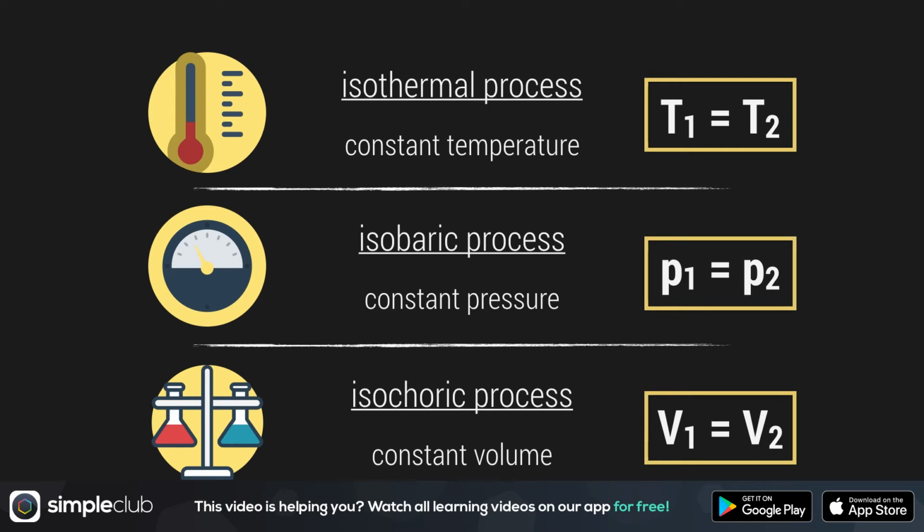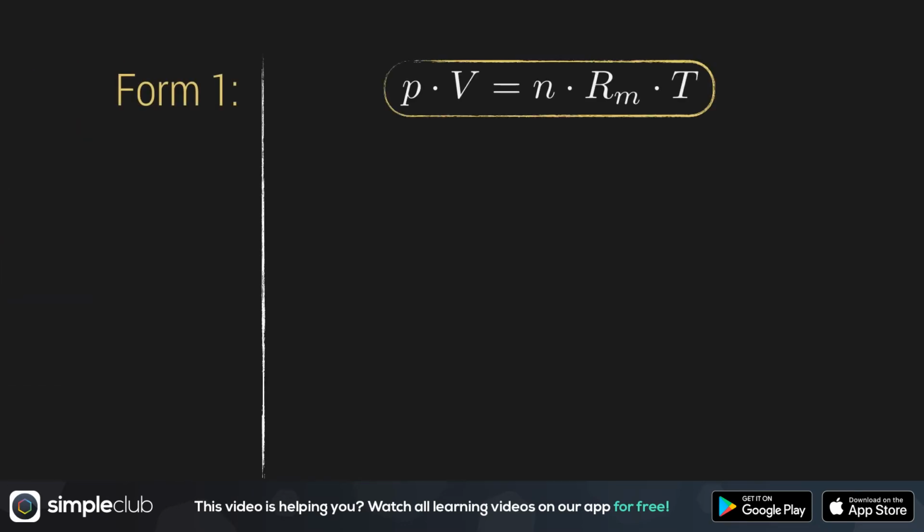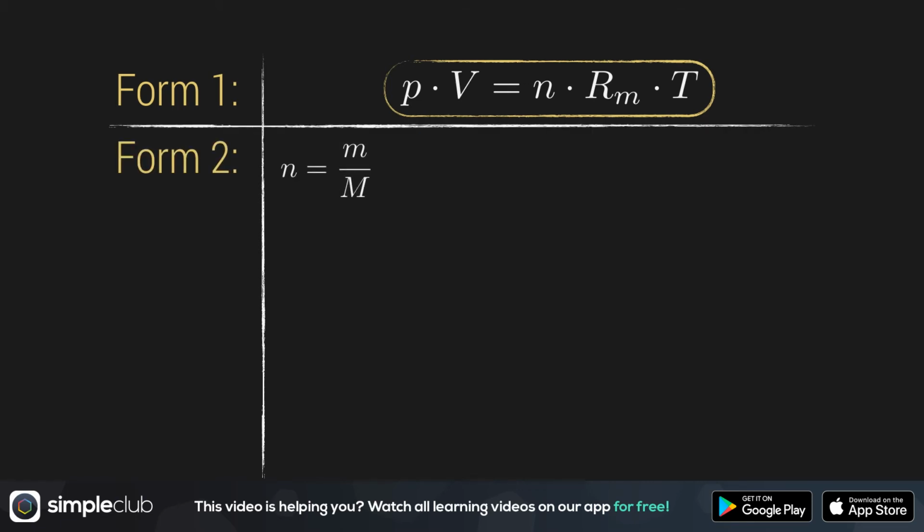To round things off, let's take a look at the different forms of the gas equation. We already know the gas equation as a function of the amount of substance, but you can also specify the equation with the mass of the ideal gas. To do that, we have to know that the amount of substance, N, is just the mass divided by the molar mass. If we substitute that into the gas equation, we get this here.